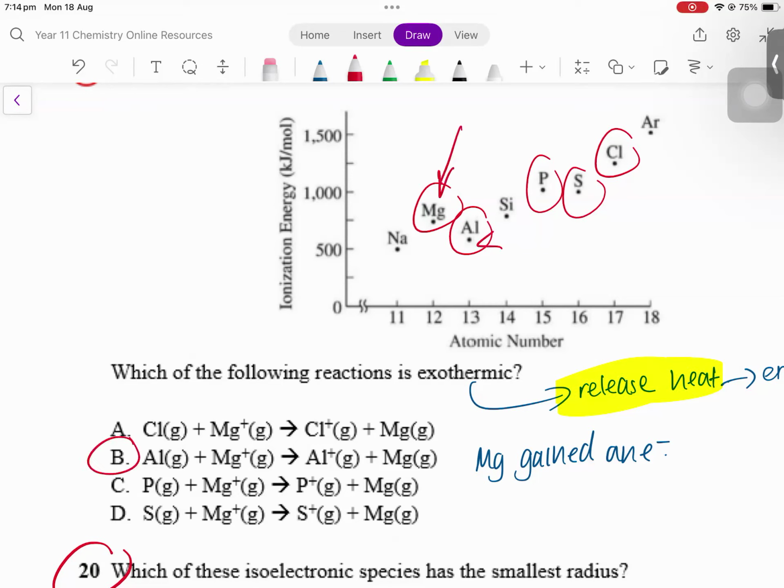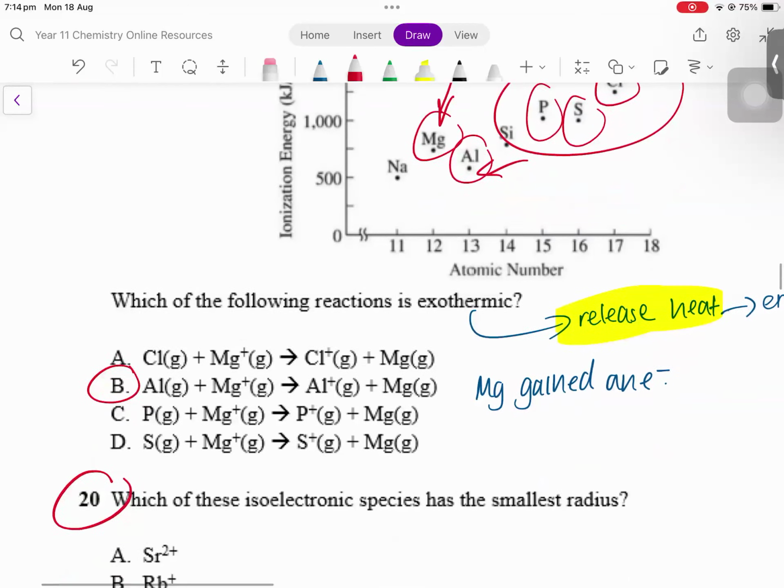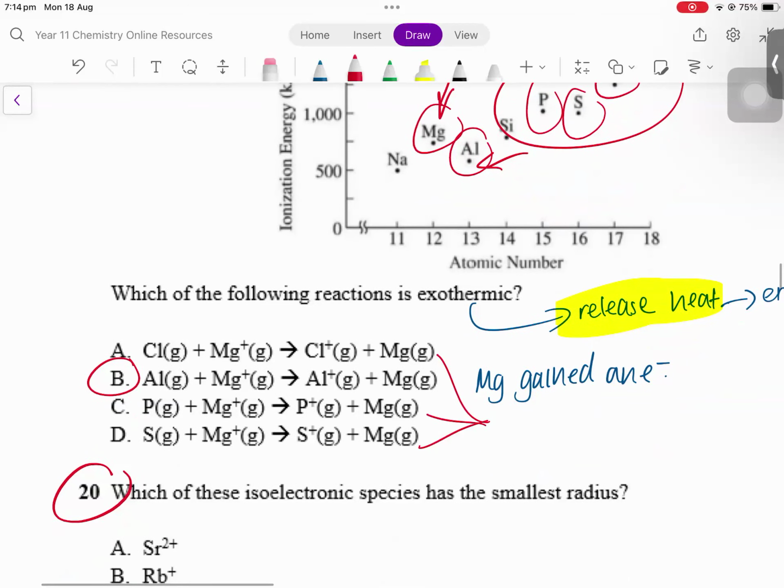Magnesium is higher than aluminium. In all of the other cases, the other elements have a higher FIE. They would prefer to gain an electron. So B is exothermic, which means all of the other ones, if they're not your answer, aren't exothermic, which means they're endothermic. The other ones are less likely to occur.